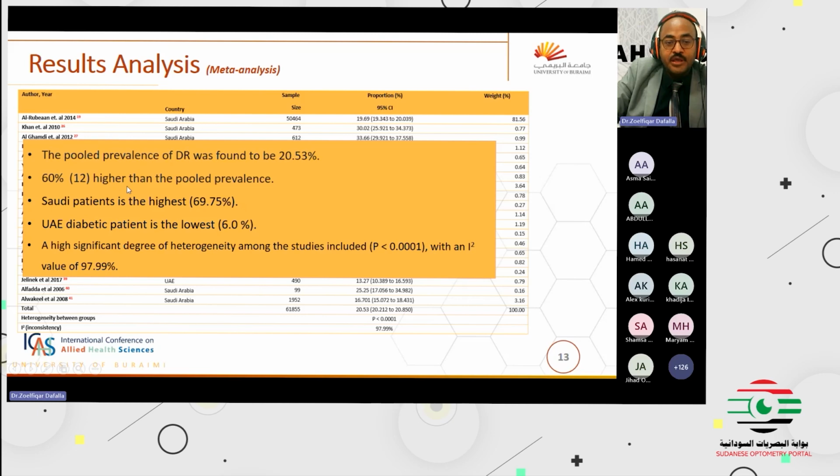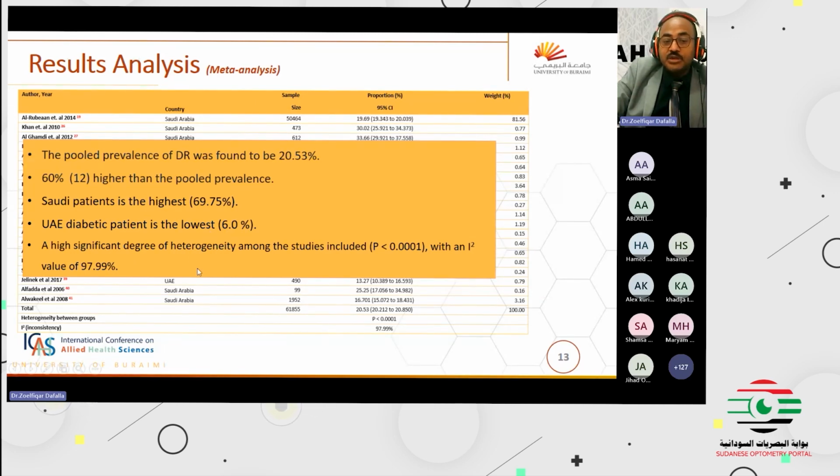that means 12 studies, were higher than the pooled prevalence. That means if we have 20 studies, 12 of these 20 studies are more than the estimation. So the patient burden is highest. We found some studies at 69.75%. The United Arab Emirates is less. We found a study at around 6%.